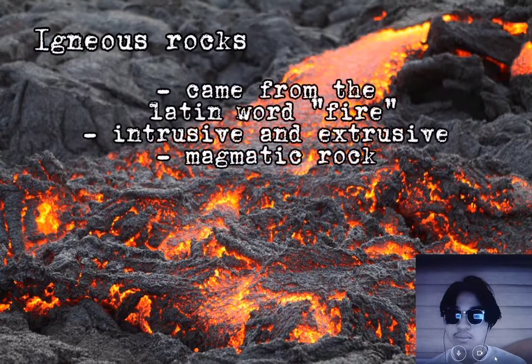When hot molten rock crystallizes and hardens, it forms igneous rocks, which comes from the Latin word for fire. The molten rock originates deep beneath the earth around active plate borders or hot areas, and then rises to the surface. Depending on where the molten rock hardens, igneous rocks are classified as either intrusive or extrusive.